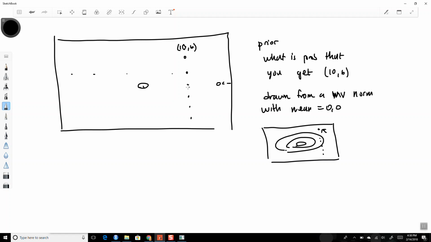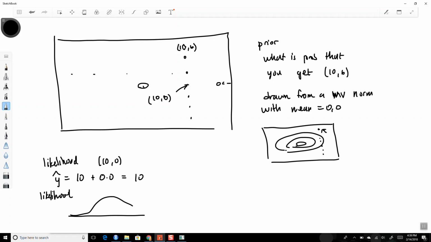So we get to like right here at 10 comma 0, right? And the likelihood says if we're using 10 comma 0, then our y hat would be equal to 10 plus 0 times 0. We're getting our y hat is 10, and our likelihood is what is the probability of getting 12 if our mean is 10 and our standard deviation is square root of 2, right? So we can calculate this.